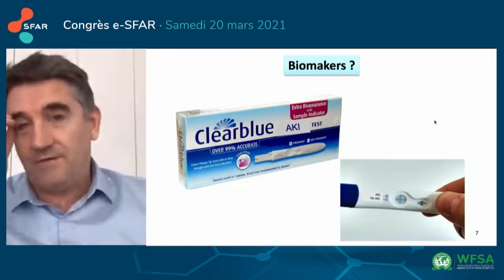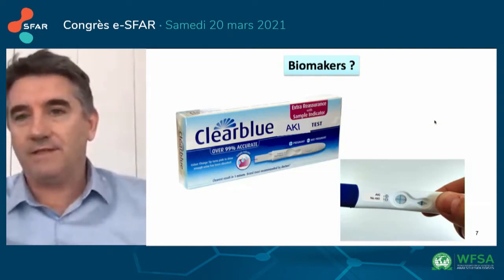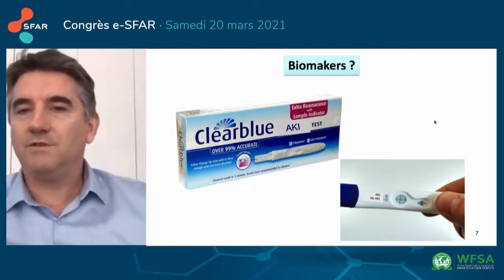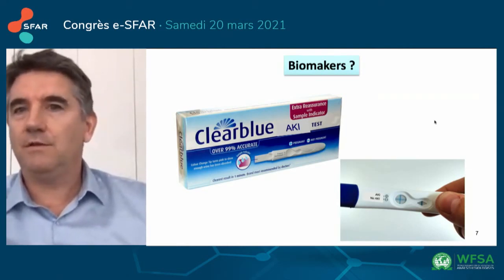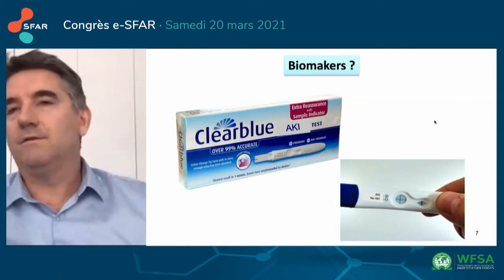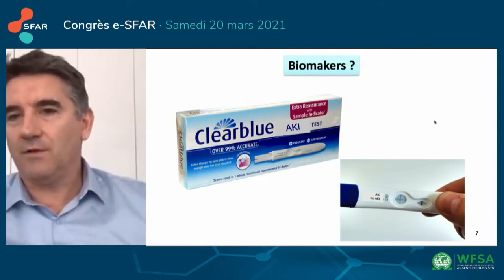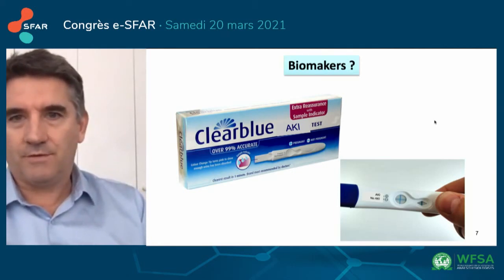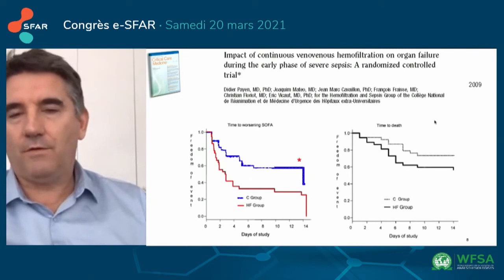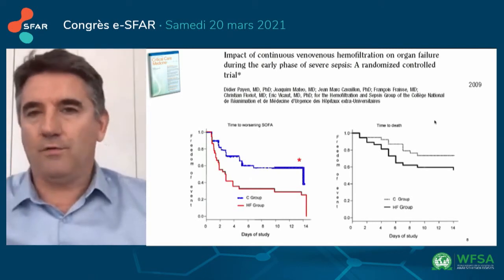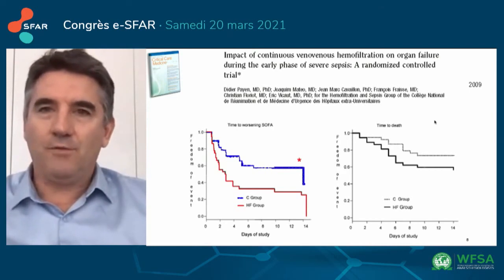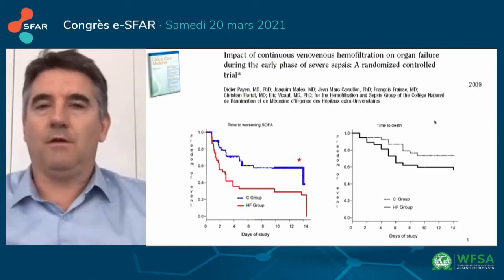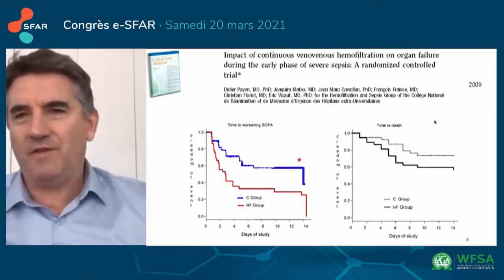We need this, in fact, like a pregnancy test: just a test with urine, and the test will say acute kidney injury or no acute kidney injury, and the test will say, okay, you have to start renal replacement therapy or not. But for the moment, clearly we don't have these biomarkers. What do we know for the moment? First, we know that we don't have to start renal replacement therapy before acute kidney injury, despite some very specific situations.